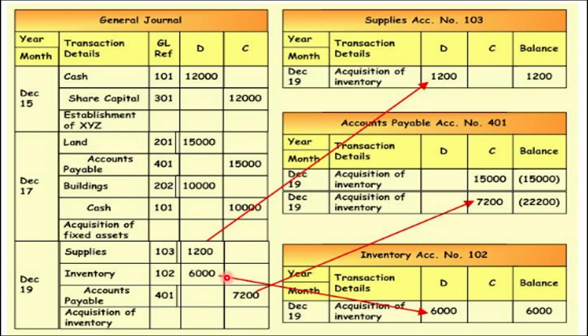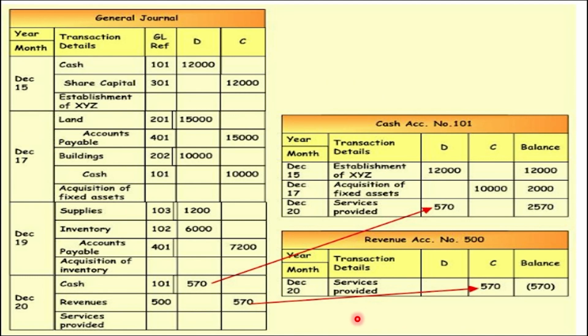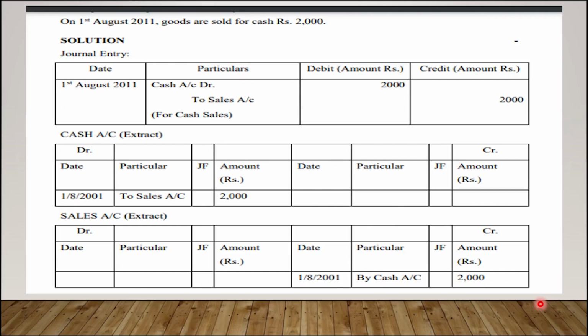Now let's talk about the third transaction. Supplies has a debit balance of 1200. Inventory has a debit balance of 6000. Accounts payable has one more debit. I'm just talking about how amounts have to be carried forward. Cash again is debited here, so my balance becomes this. Revenue is here. Credit I'm writing with the negative sign right now.